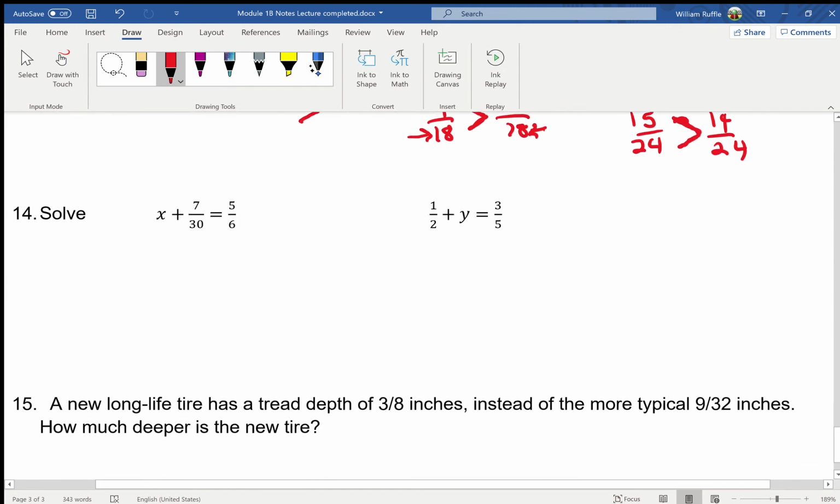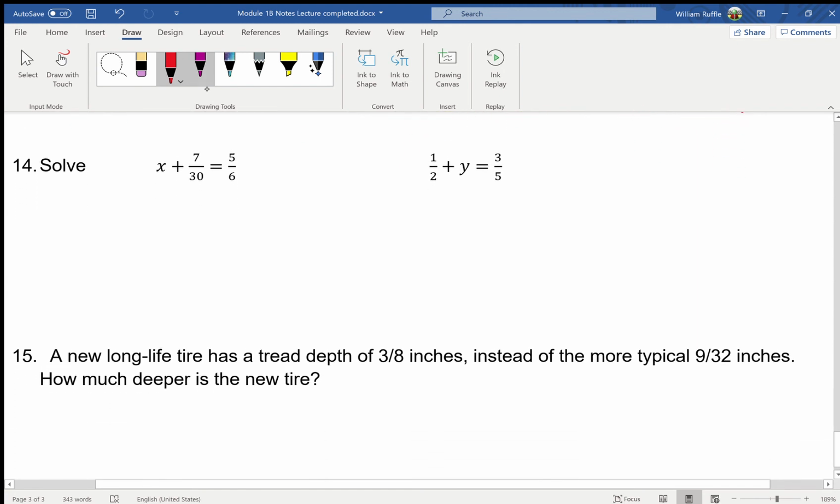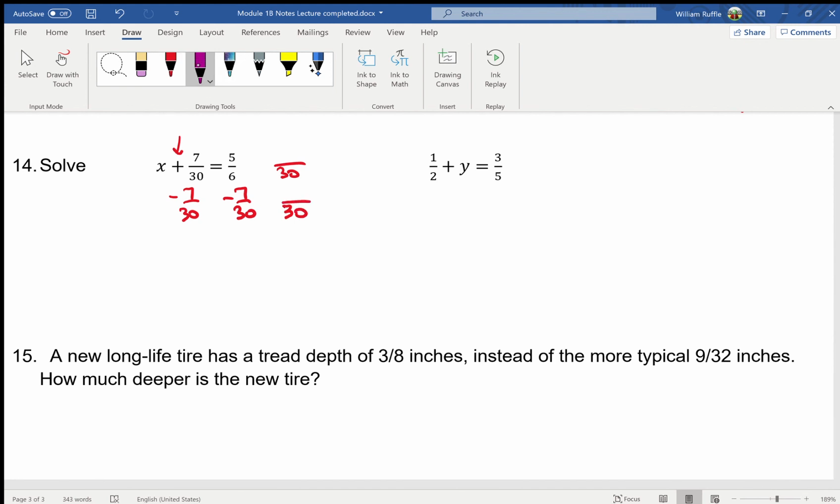And then we have just a couple more questions here, and they have a little equation work here. Again, what's the opposite of addition? Well, minus 7/30ths, minus 7/30ths. Now, I'm subtracting, so I need a common denominator. Now, luckily, 6 goes into 30, so 30 is my common denominator. So here I got times 1, times 1. Here I got to do times 5, times 5. So I'm going to have 25 minus 7 over 30. Now 25 minus 7 is 18, so that's 18 over 30.